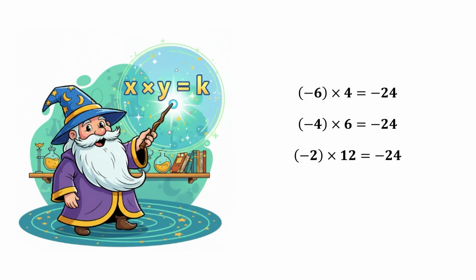It's the master key. So, the increase and decrease rule is a great starting point, especially for real-world examples like our pizza party, but now you know the true master key, the product of x and y is always constant.